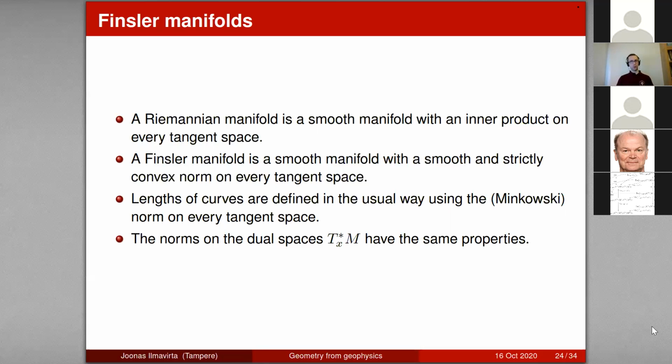Okay, and there is a tangent space T_x M, and it has a dual space T*_x M, the cotangent space. When you have a norm, it also has a dual norm, and the dual norm will have the same properties. I did not list the properties, but the same kind of smoothness and convexity and all that will be inherited to the dual side. I will have to make a little pass through the dual world in a moment, so I had to mention this side of things as well.